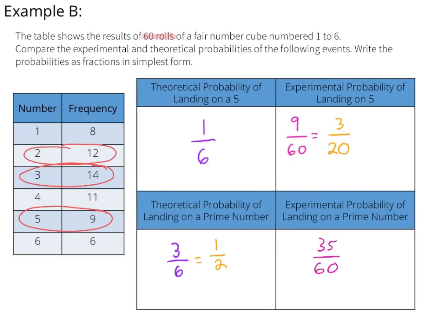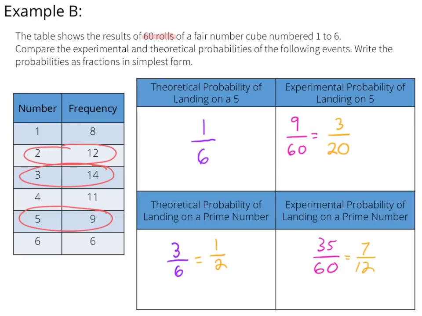So now I need to reduce that to simplest form. And since they end in 5 or 0, I can divide them both by 5. 35 divided by 5 is 7, and 60 divided by 5 is 12. So that is my experimental probability. And I can see that 7/12 is a little bit more than half. So the experimental probability was greater than the theoretical probability.